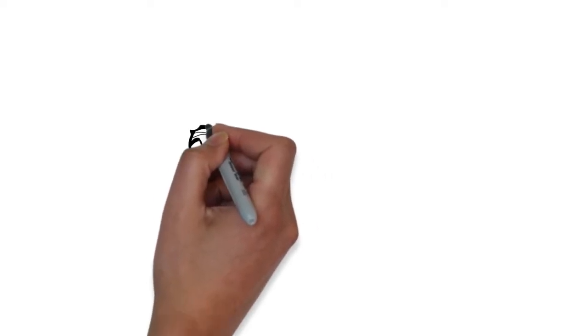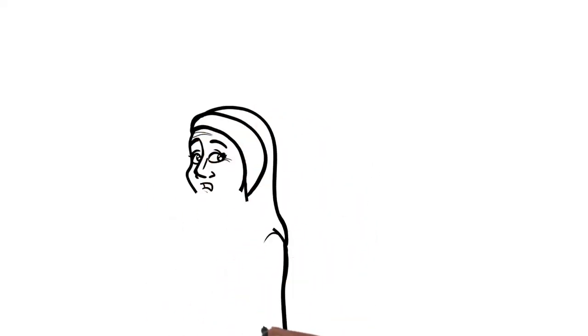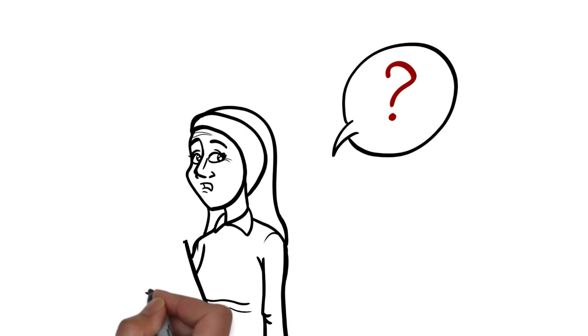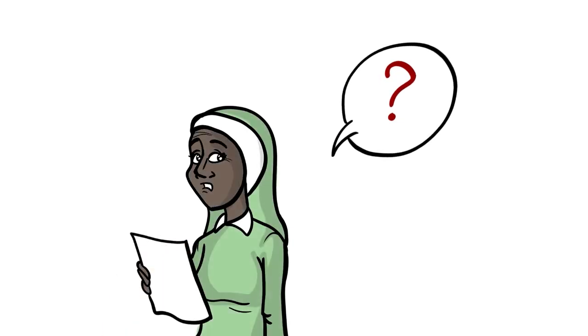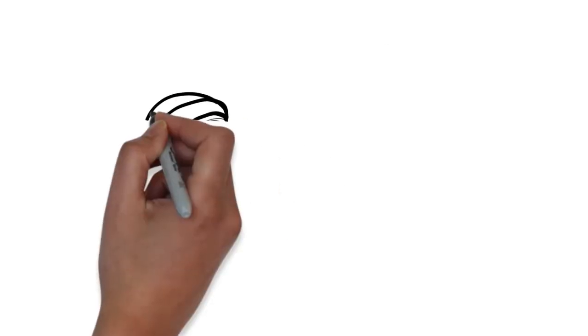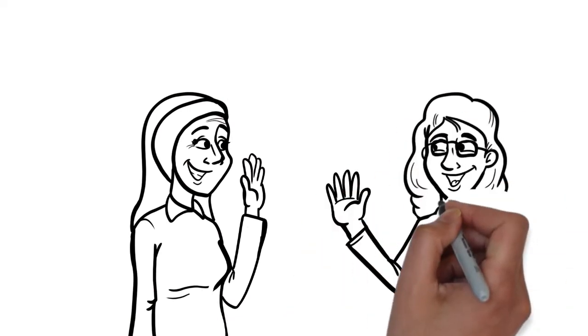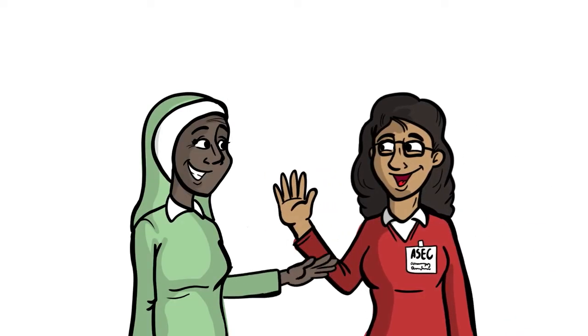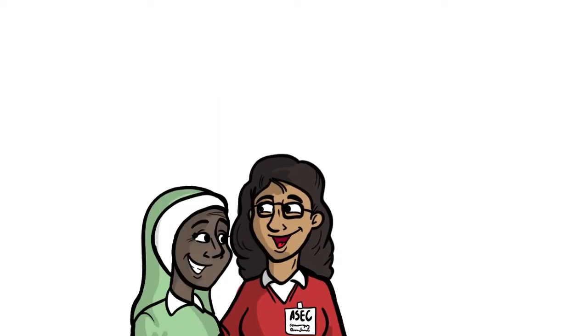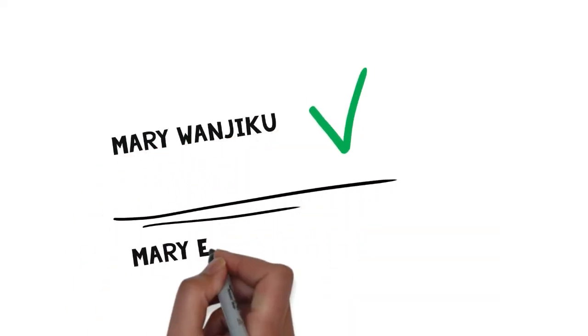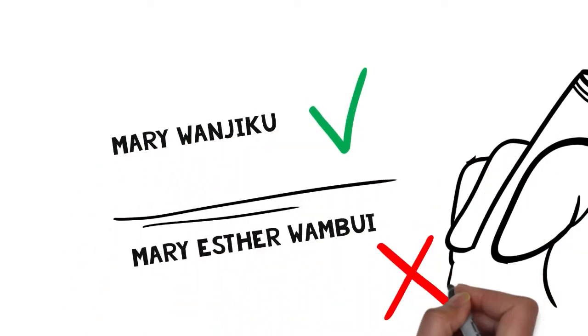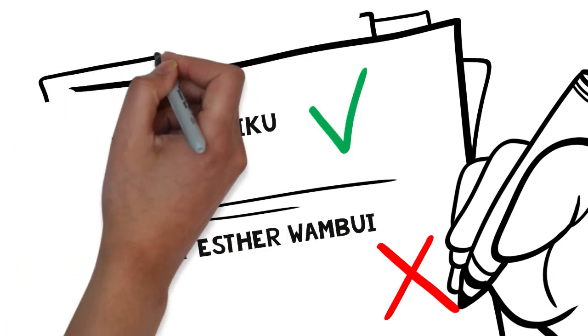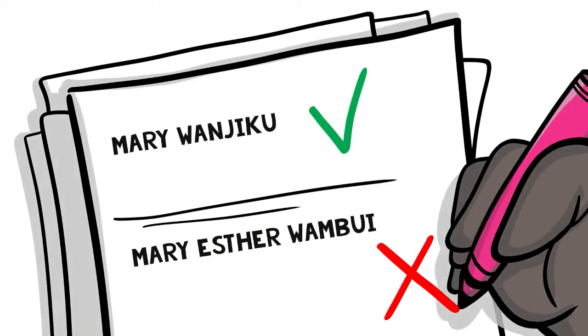Please make sure you read the directions on each survey form carefully and ask questions of the ASEC staff if you do not understand the directions or a question. It is better to understand the question than to take a guess at what it means. The staff are happy to help you. Please make sure you write your name the same exact way on each form you complete. This will help us keep track of the forms you complete. We don't want to confuse you with another sister.